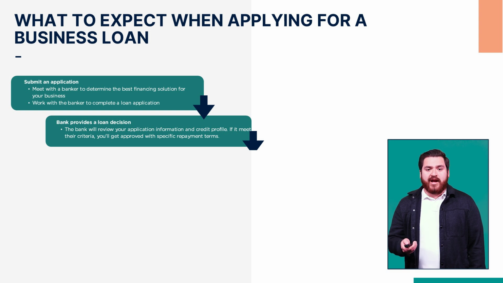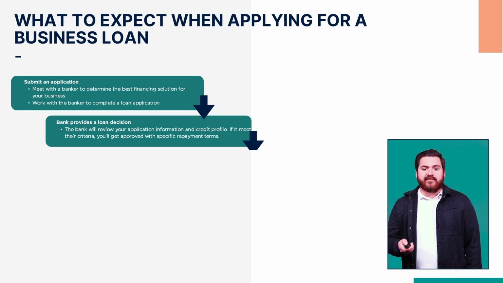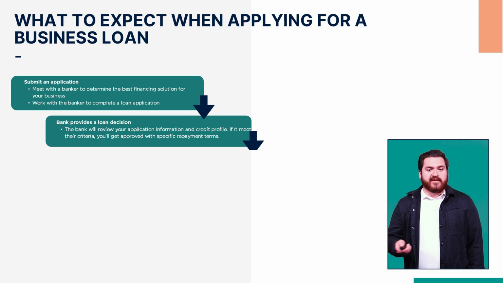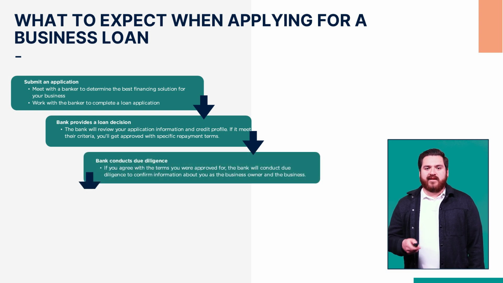Once you have submitted your application, you will be provided with a loan decision. If you meet the criteria of the lender, then you will get approved with specific repayment terms. You may also be given a counteroffer by the lender or be denied for your request. If approved and you agree to the terms of the loan, the lender will then conduct due diligence to confirm the information about the business owner and the business itself.